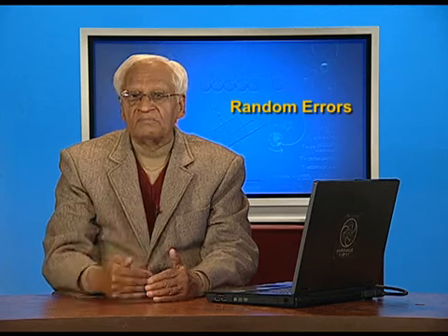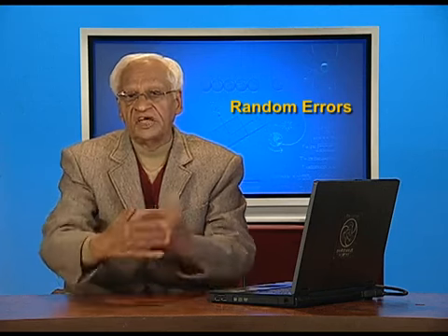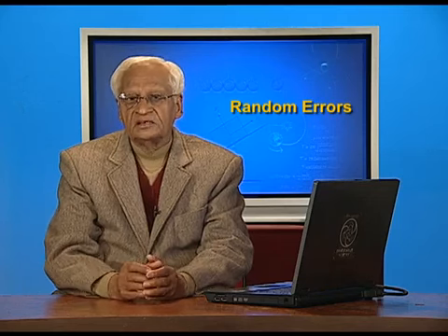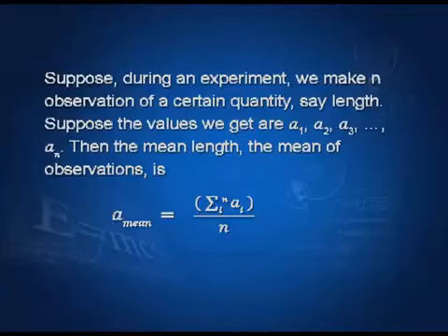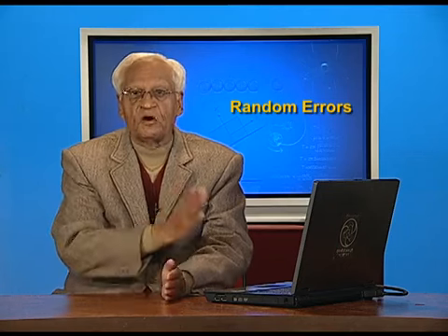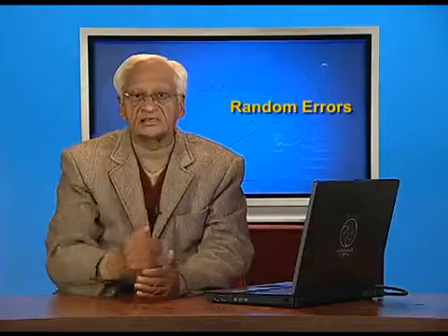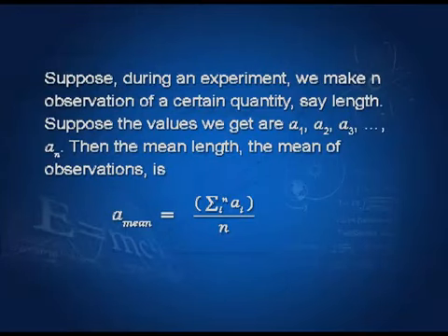But the sum of all these deviations from the mean would be 0. You can easily see why it should be 0. Let me go back to the formula of mean. Sum of a i divided by n. So, if you multiply n by a mean, you get the sum of all the observations. So, the deviation from the mean may be positive, may be negative, and the sum of all these deviations is 0. However, the absolute value of the deviation is not 0.